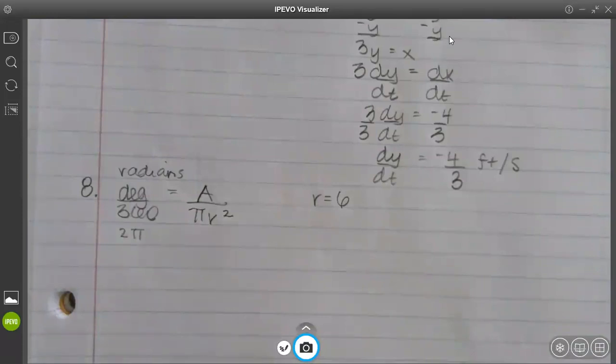Starting from noon, how fast is the area of the sector swept out by the minute hand increasing in inches squared per minute at any instant? So the only thing they give us is radius. So we've got to figure everything else out.